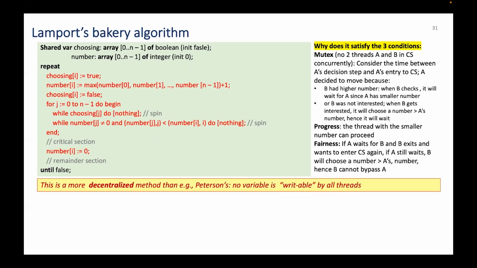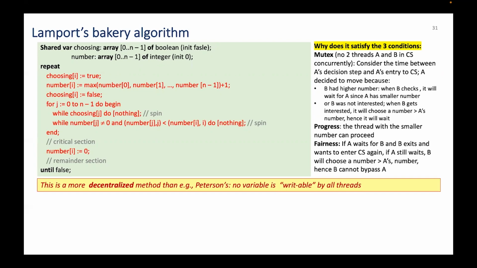In its entry section, thread i starts by setting true to its entry in choosing. Then it computes the max value for all entries in number plus 1 and stores it in its number entry. Finally, it sets false to its entry in choosing.